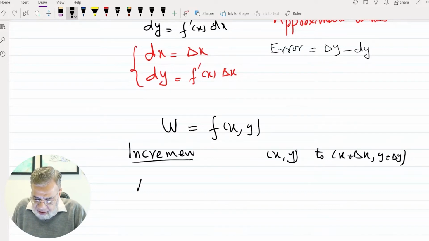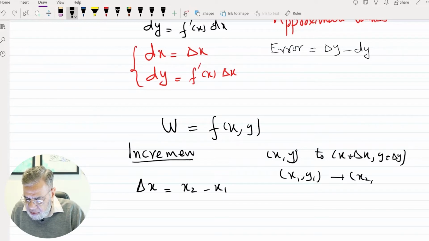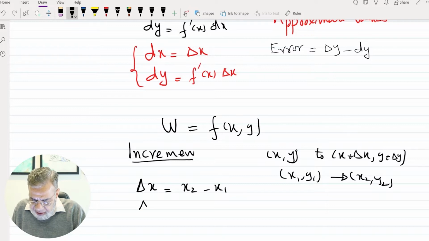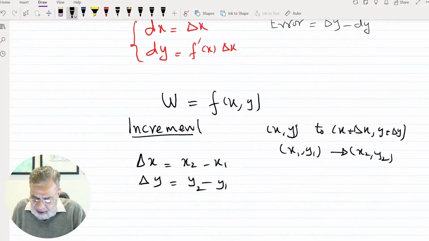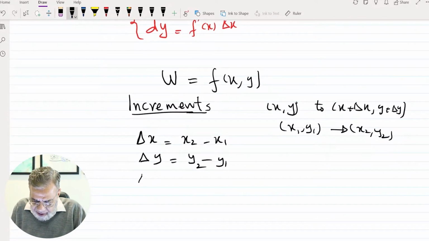When you say the increment, that means I want to find delta x. This is my new point minus the first point. You can say this is my x1 and y1 moving towards x2, y2. So my delta x is x2 minus x1 and my delta y is equal to y2 minus y1. These are the increments in my independent variables, the exact change.